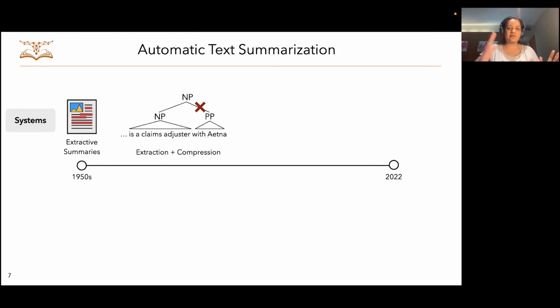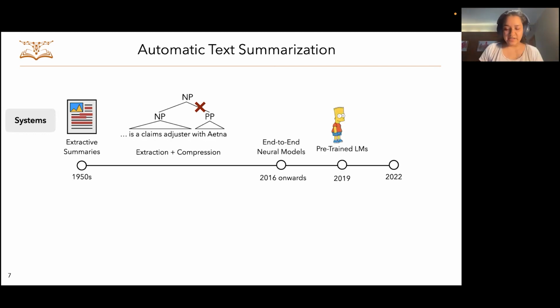Then there was a lot of research which combined these extractive summaries with compression. So for instance, given a sentence, you could possibly choose to remove things like prepositional phrases or other things that were deemed to not be salient. But a lot of this changed from 2016 onwards, when we got end-to-end neural models to work. And since then, we've seen pre-trained LMs come into play, and now we have these prompting-based models like GPT-3.